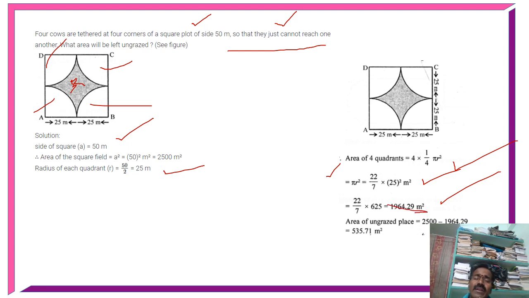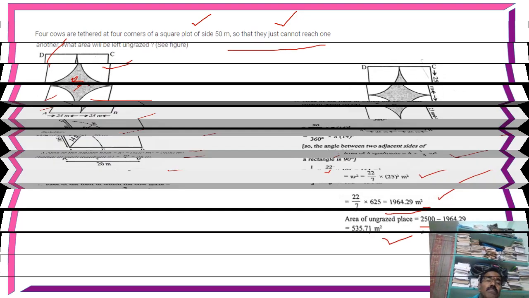1964.29 meters square is the area of place they can graze. Area of ungrazed is area of square minus area of grazed area. Area of square formula is side into side, which we found already, 2500 meter square. Subtract from this, we get 535.71 meter square, which means that much area is ungrazed. Let us go with the next slide.